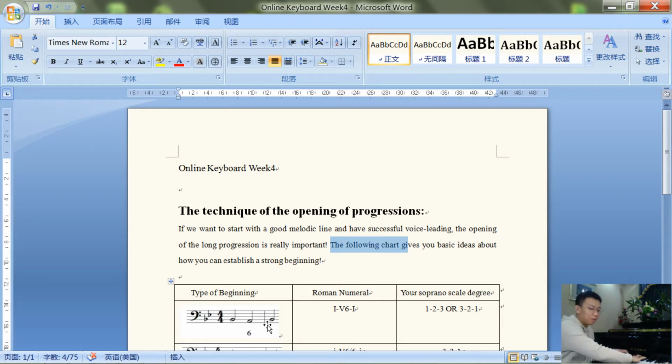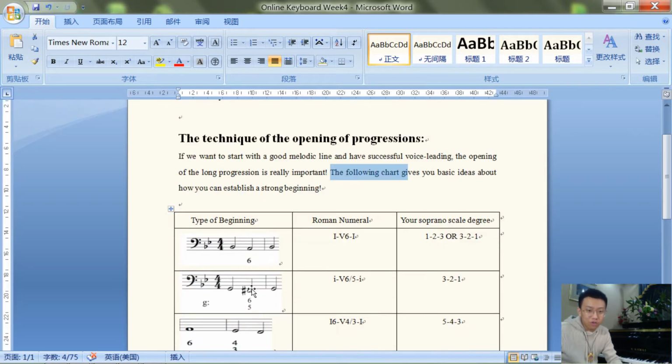For example, in B flat major, 1, 2, 3. So that's the best choice. If you go in the opposite direction, it's 5. Right? So that's the point. From now, I want to introduce some progressions that start with 1-5-6-5 to the 1. In this progression, we use soprano scale degrees 3-1 on the top.